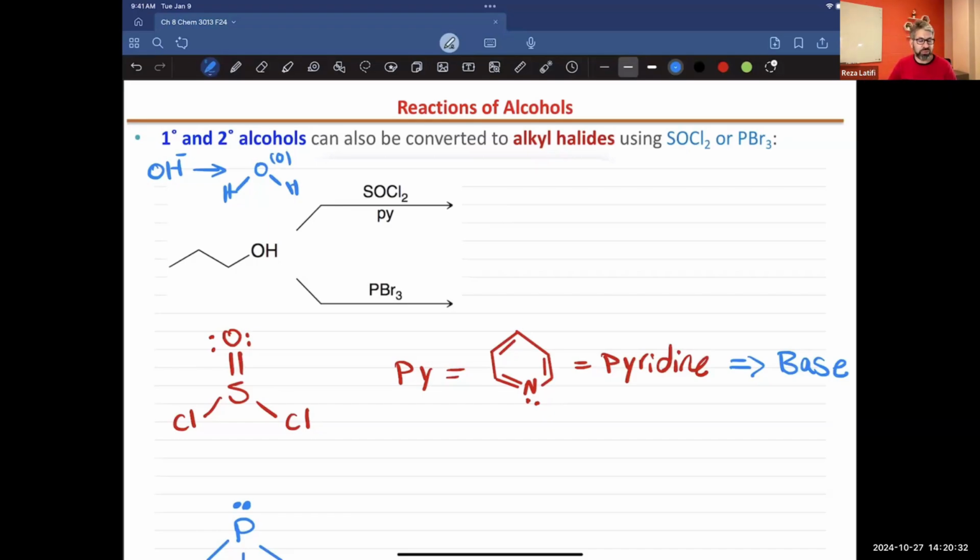One, replace it by, for example, a halide, and a halide will be a good leaving group, or turn it into water, and water is going to leave the system. We have a couple of methods for this purpose. One of them is thionyl chloride, and this compound is going to replace the OH by chloride. So this is the OH, it will be replaced by chloride. And what do we have here?